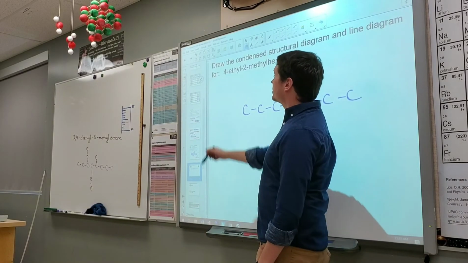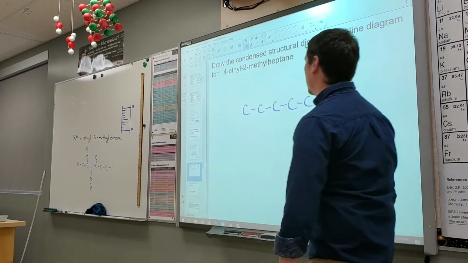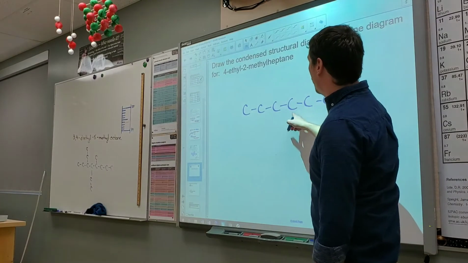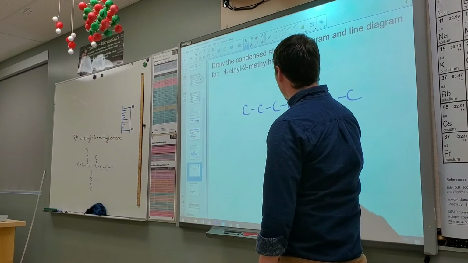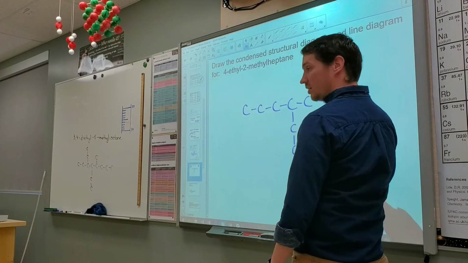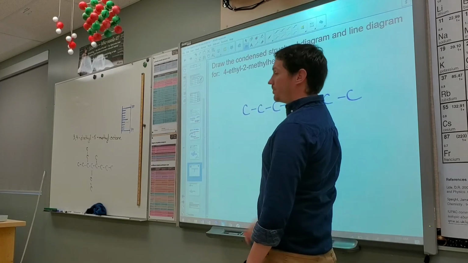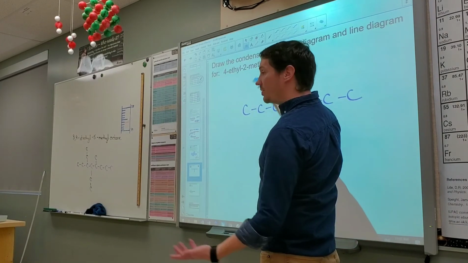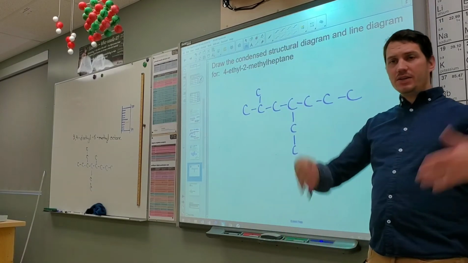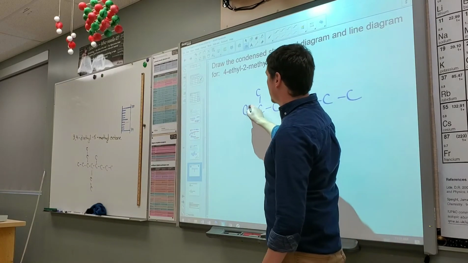So there's a 4-ethyl. What does that mean? What goes at carbon 4? An ethyl. 2 C's. So I'm going to go to carbon 4, and I'm going to go C, C. That's okay. And then what's at carbon number 2? A methyl. So up or down doesn't matter. A methyl. And then you just fill in the hydrogens. I'm going to do that super quickly, if that's okay.